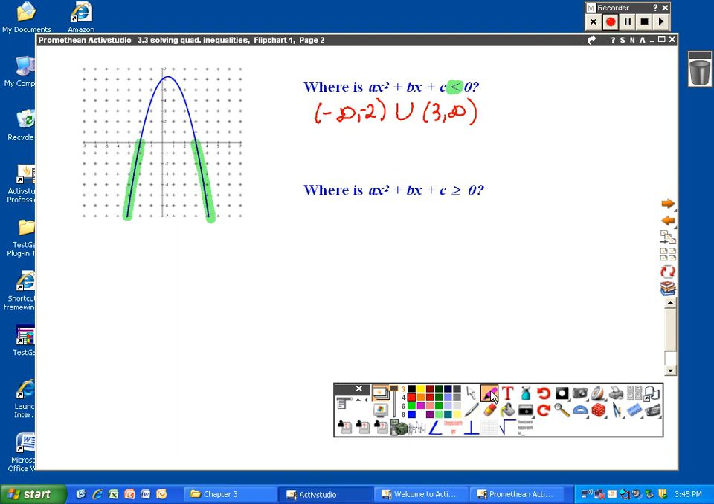The next question says, where is the function greater than or equal to 0? Greater than or equal to 0 happens here. Since that equal bar is in there, we would include the values. So it starts at -2, and all these values go above. So through 3, bracket.